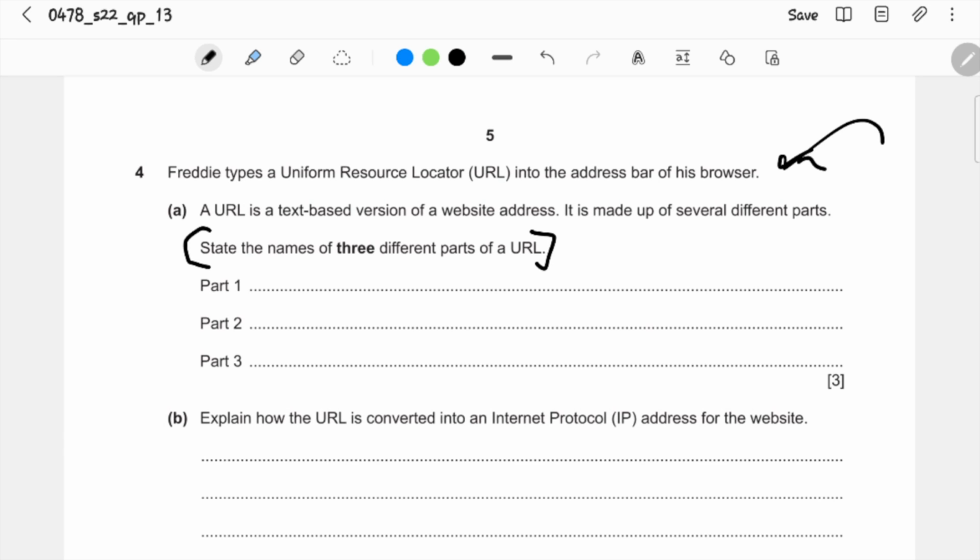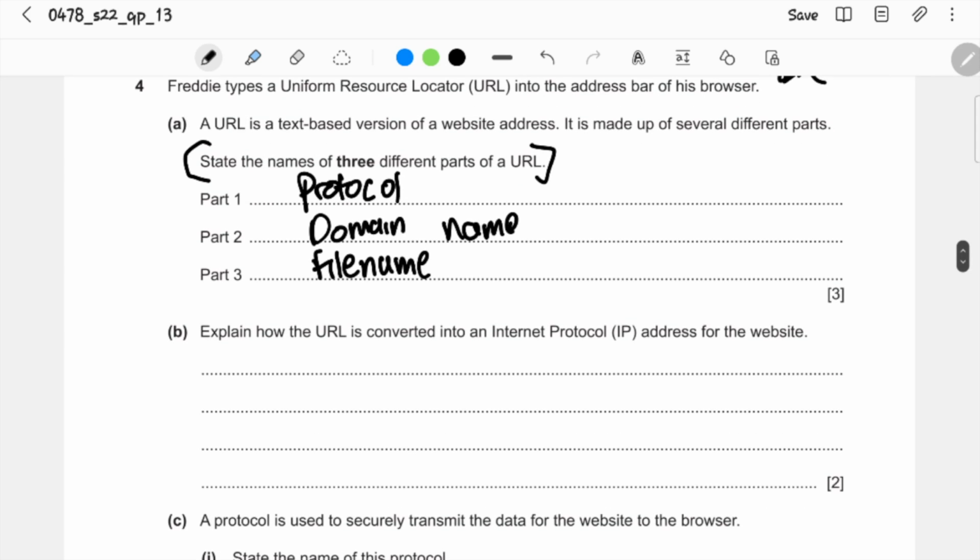Say the names of 3 different parts of the URL. You need to cram this, and I have also crammed it. So protocol, domain name, and then I think it's file name. This is the order also. So if you're wondering, that is the order.